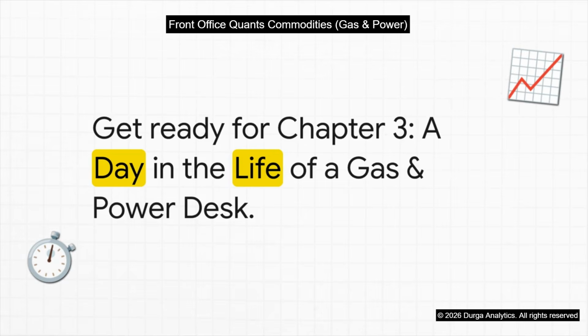In our next explainer covering Chapter 3, we're going to put this entire ecosystem on a clock and look at a day in the life of a gas and power desk. But before we wrap up today, I want to leave you with a thought. If a massive market shock hits tomorrow and prices gap 20% in 3 seconds, is your Python code robust enough and fast enough to keep your trader alive? Think about that system latency, and I'll see you in Chapter 3.